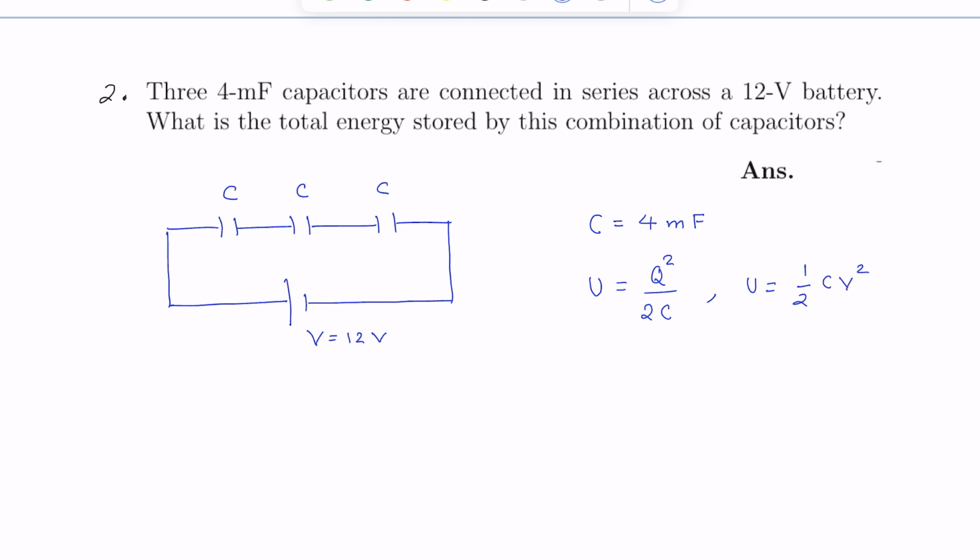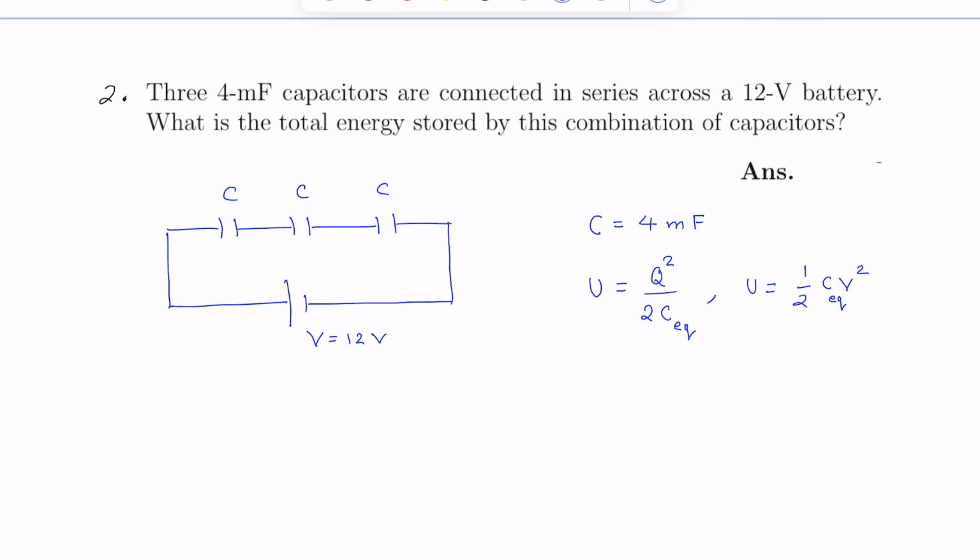So here, if we can figure out the equivalent capacitance, I should write that down as C equivalent. In our case, it's equivalent capacitance, not C. C is already 4 millifarad. So we have to find the equivalent capacitance first. You multiply that by voltage squared divided by 2 to get your answer.